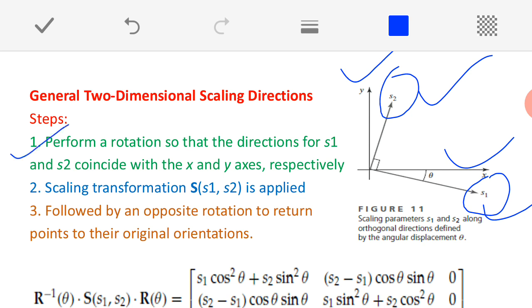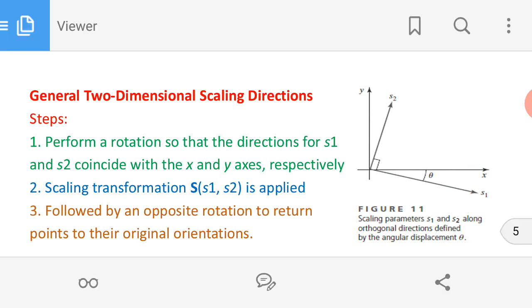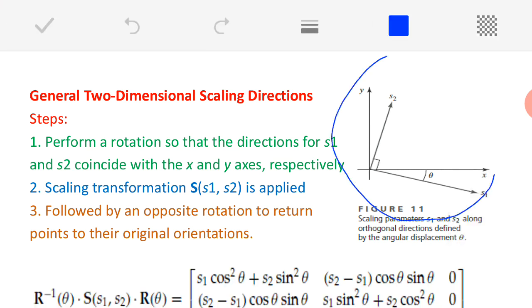My first step is what? Perform a rotation so that the direction for S1 and S2 will coincide with what? The x and y here. Okay. So just have a look at this particular diagram. Here, what I am going to do? I have to perform a rotation with angle theta in such a way that this S1 should overlap with x and this S2 should overlap with what?